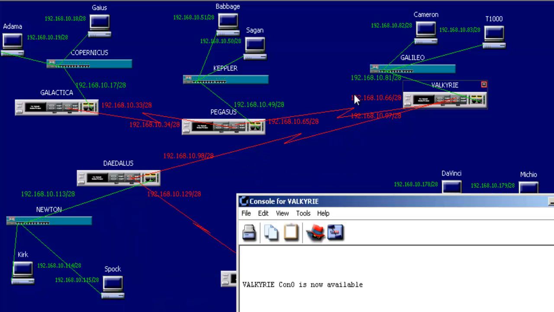Again, it knows about 64, and it knows about 80, and it knows about 96, but all the other networks from 112 to 176 have to be routed this way, and they're going to have to get sent to IP address 192.168.10.98. So let's go configure that and set that up.